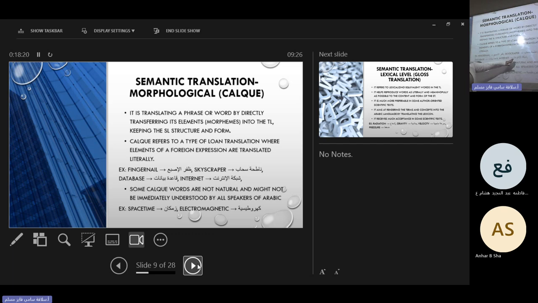Internet, شبكة الإنترنت. So inter is internet and net is شبكة. Okay? Some calque words are not natural. They don't stem from the word the way we thought here, developed a bit, and put the two names together. Some calque, when you hear them, you think, oh my God, what's that? I can't understand it. It's not natural, and might not be immediately understood by all speakers of Arabic.